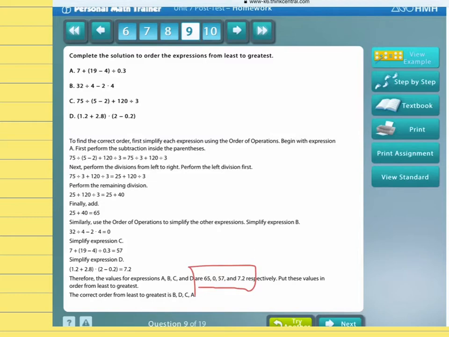Take a second to look at this. Make sure you understand the reason why. The most important thing probably is unpacking the problem, least to greatest, and using order of operations, slowing down, and using a whiteboard. Do not use mental math.